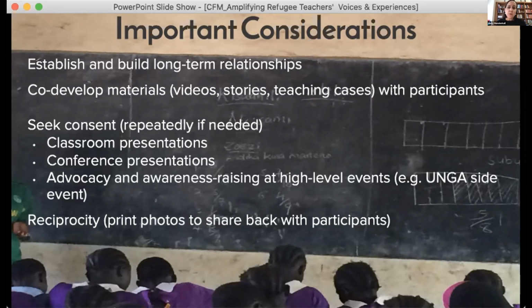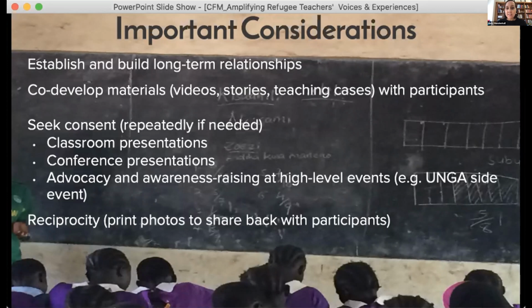And finally, it's always important to think about reciprocity in our work. An easy fix, if you will, when taking photographs, for example, is we might consider printing the photos and providing them to the participants when appropriate. Or as I mentioned before, being able to actually pay for the work that the refugee filmmakers, in this case through Film Aid, were able to provide.